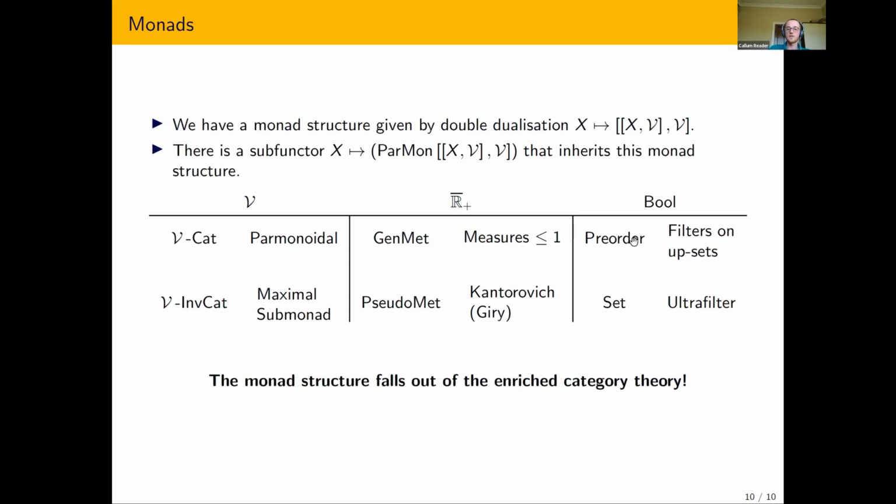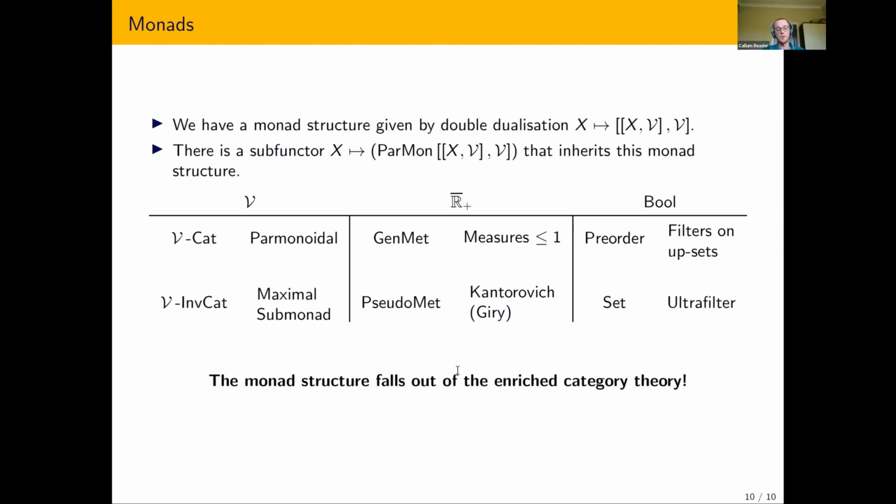And in the case of preorders, if you look at involutive preorders, what you get is sets. And if you look at the maximal submonad in this case, you get the ultrafilter monad. So this follows on from work by Tom Avery and Tom Leinster, and shows that the Giry monad and the ultrafilter monad are both codensity constructions.